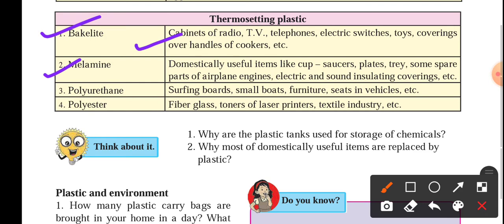Another is the melamine. Domestically useful items like cups, saucers, plates, trays are all made up of the melamine. Next is the polyurethane. In that, the surfing boards, small boards, furniture, seats in the vehicles, etc. And then the last one is the polyester: fiberglass, toners of the laser printers, textile industries, etc.